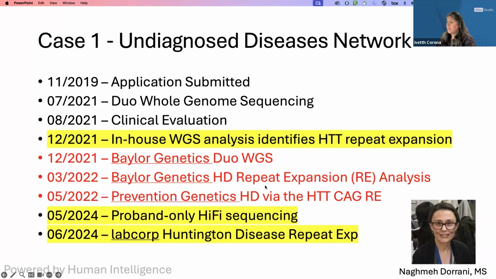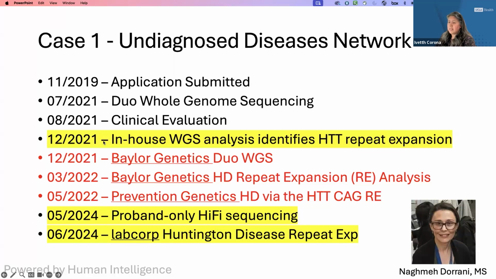After that, we sent the DNA for different analyses, and NAGME was able to give me the reports of all this analysis. In 2021, we received from Baylor the duo whole genome sequencing report that was negative. In March of the next year, we also sent to Baylor a specific analysis for Huntington's disease, and it was negative. Then in May of 2022, we sent to PreventionGenetics Huntington disease testing via HTT CAG repeat expansion analysis, and it was also negative.